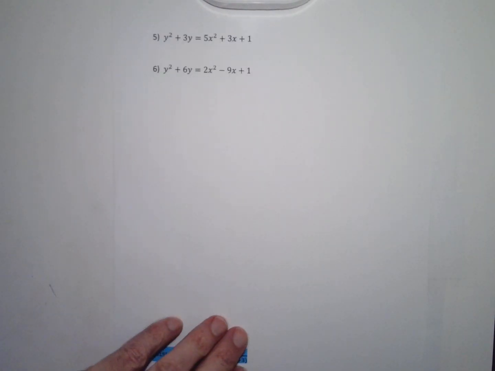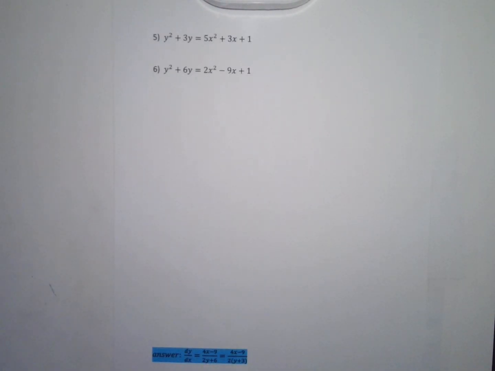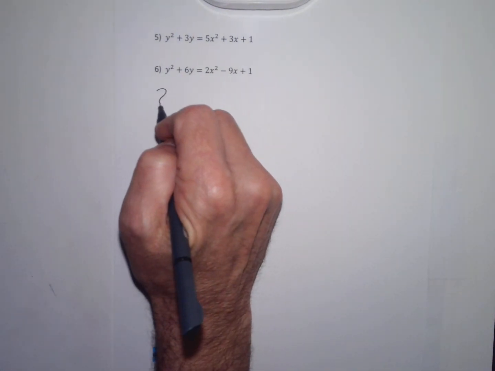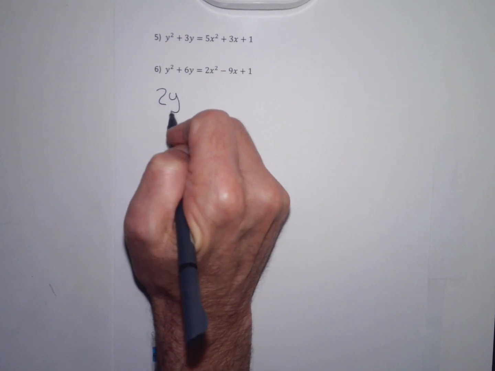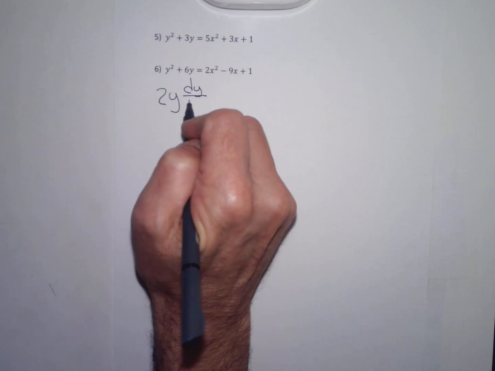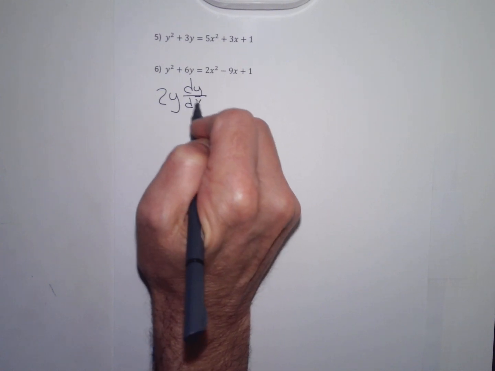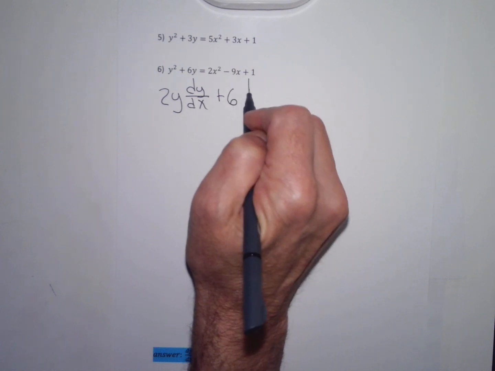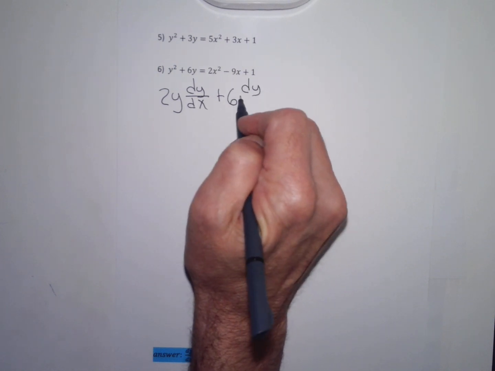Problem 6 is one where I'm going to get 2 dy dx's and I'm going to have to factor. So on the left-hand side, I'll do the derivative of y squared, which is 2y. Because it's a y, I tack on a dy dx. The derivative of 6y is just 6. Because I'm taking a derivative of y with respect to x, I tack on a dy dx.